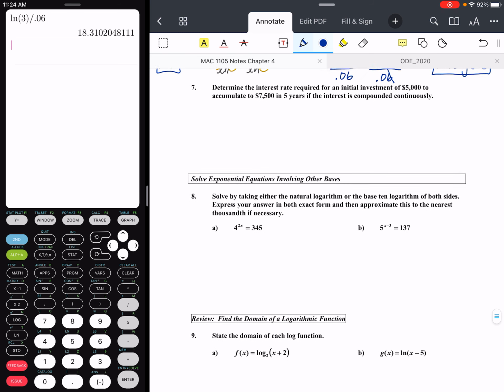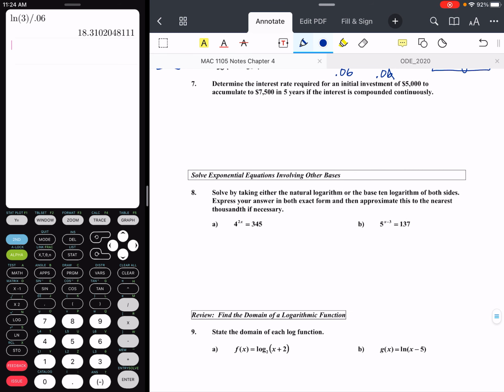Okay, for number 7, determine the interest rate. So now that's what we're solving for in this problem. Interest rate R, so that's what we're looking for, required for an initial investment of $5,000, so that's going to be our principal P, to accumulate to $7,500, so that's going to be our capital A, our accumulated amount, in 5 years, so time is 5 years, if the interest is compounded continuously.